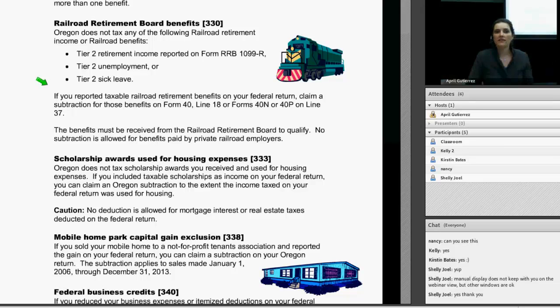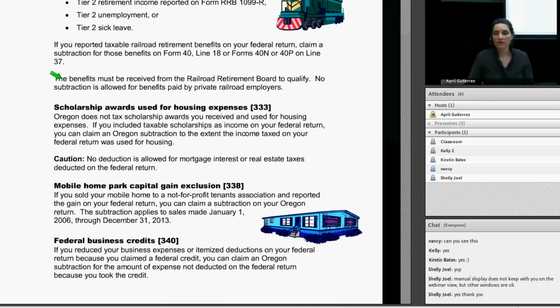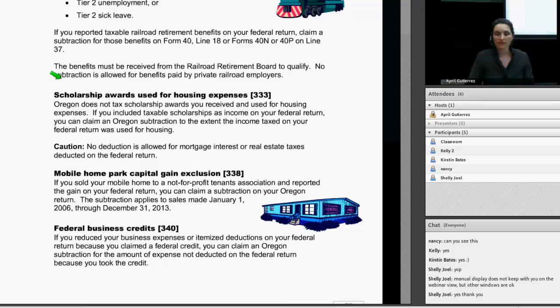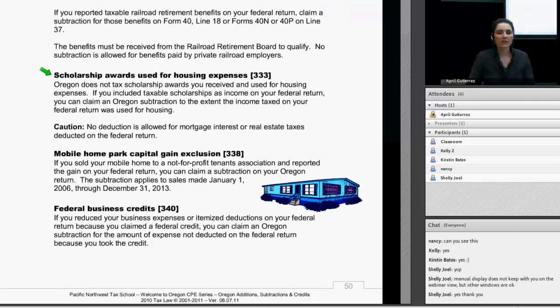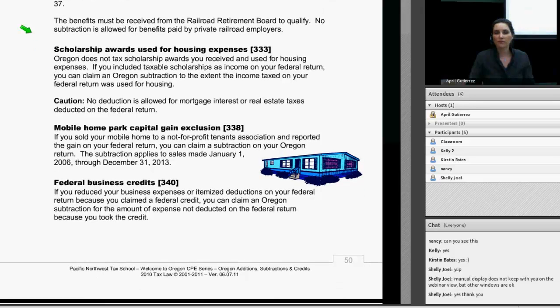Tier 2 benefits are typically seen as the pension equivalent or the pension portion of railroad retirement. But it happens to be the case that any type of income pretty much from the railroad other than wages is not taxed by Oregon. So unemployment and sick leave both are also not taxed by Oregon and appear as subtractions on the Oregon return. But please note the benefits received must be from the Railroad Retirement Board to qualify. No subtraction is allowed for benefits paid by private railroad employers.